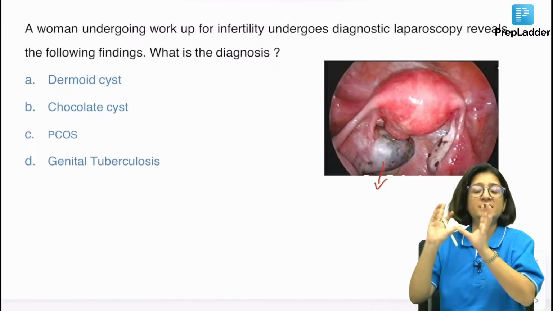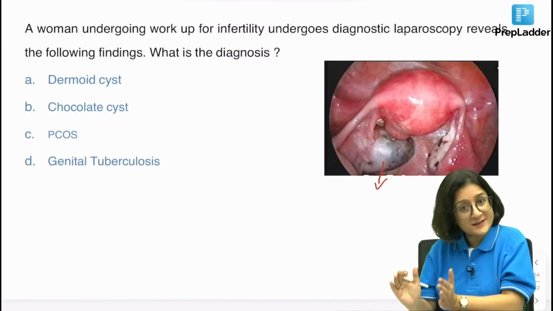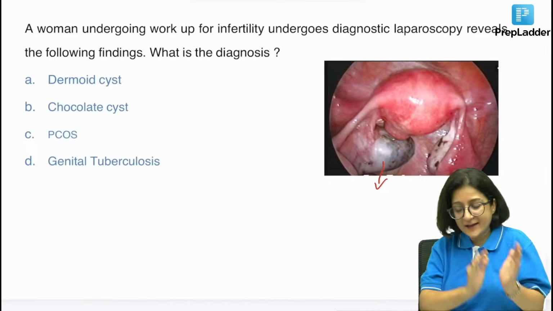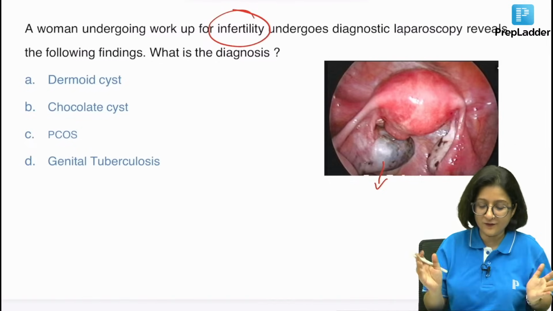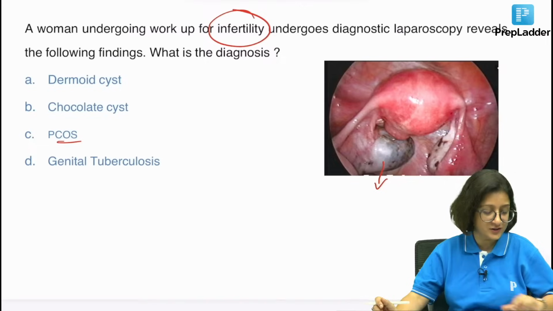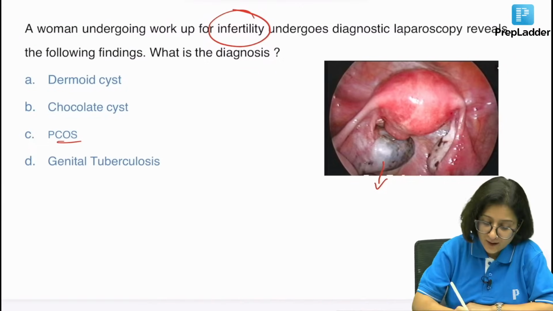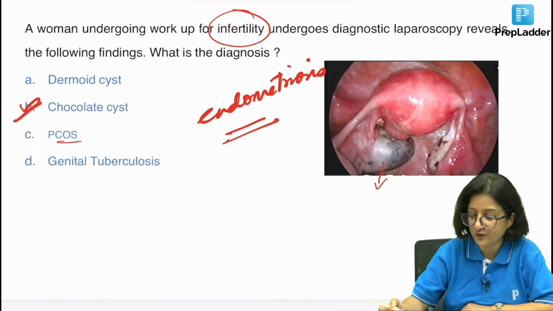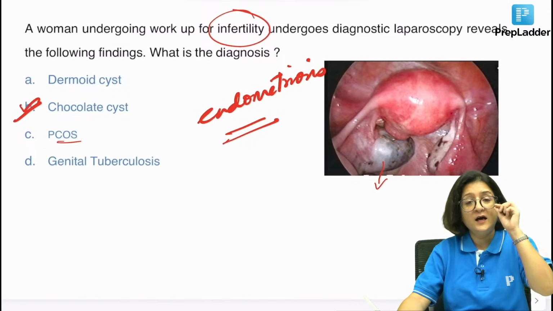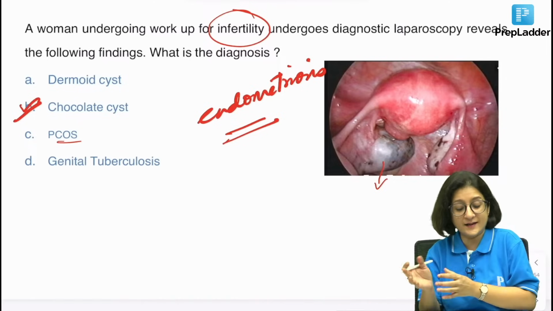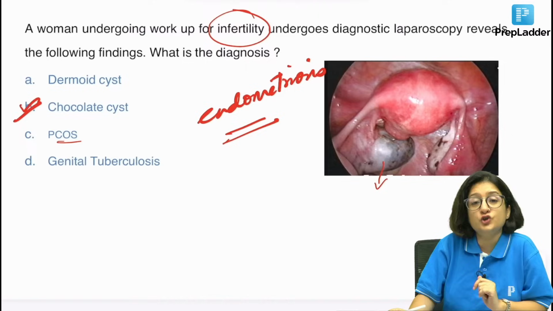So analyze the image, be it a gross image, a laparoscopy image, or an ultrasound image, with the clinical context. Here, one is obviously infertility, so you may be thinking about PCOS, but this is that brownish discoloration. Can you see? This is a chocolate cyst. This is endometriosis. The cyst is filled with chocolate-colored fluid, old blood, hemosiderin-laden old blood content. So that is why the answer to this question is chocolate cyst seen in endometriosis.